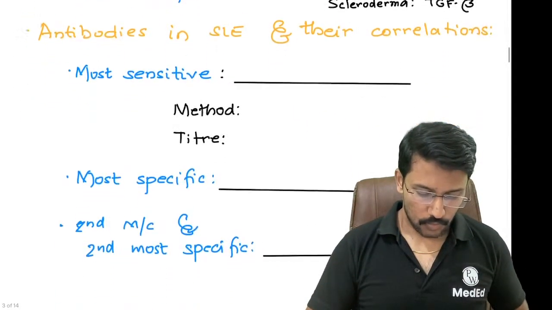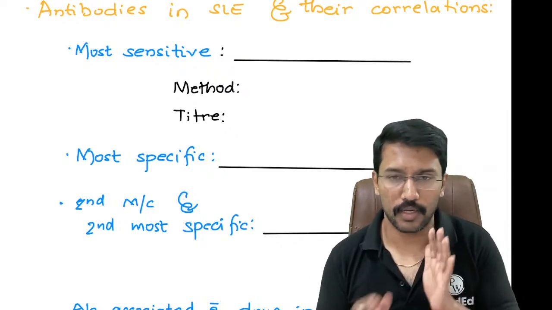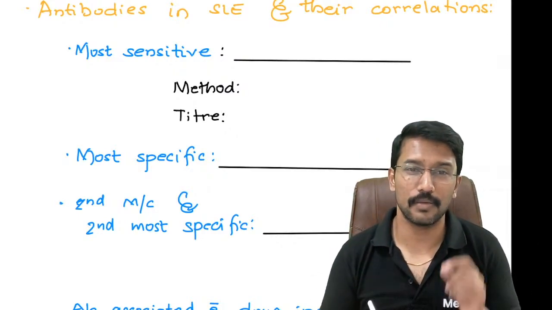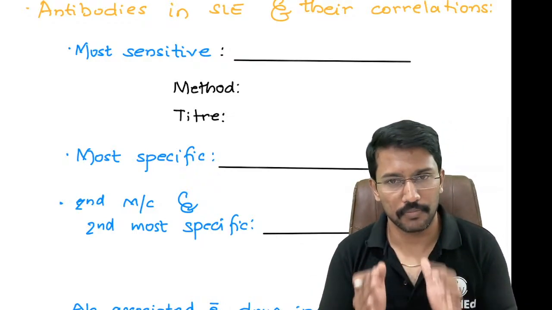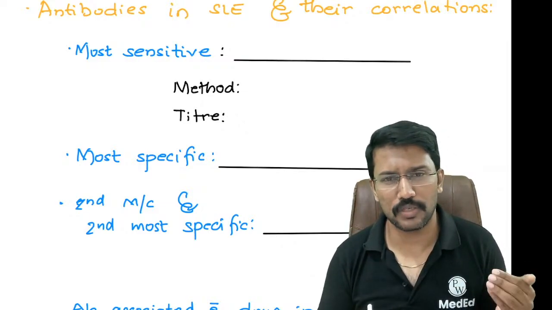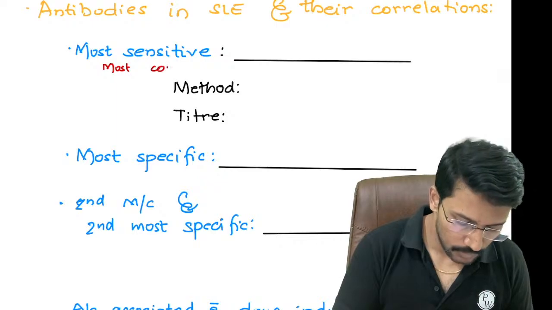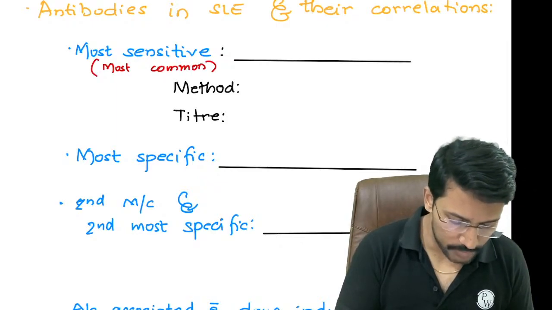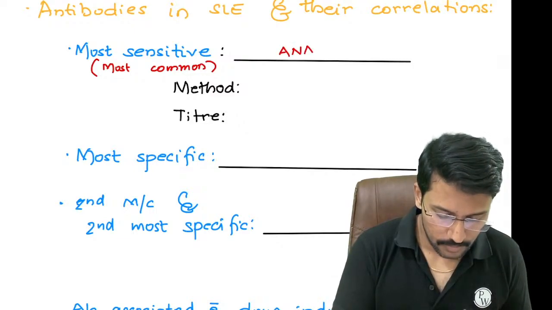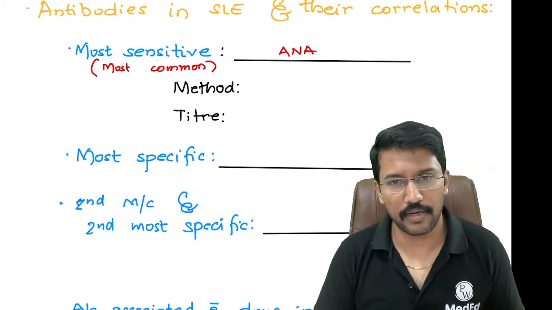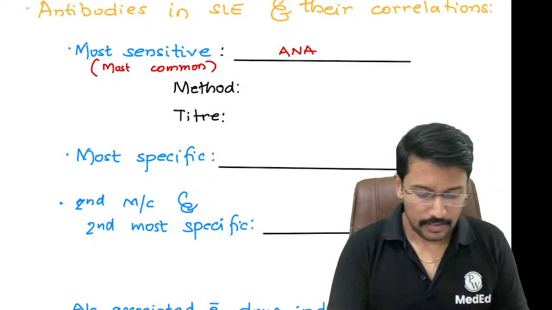Okay. So now coming to the most important part of SLE, that is the antibodies in SLE and their correlations. The first MCQ they will ask you is, what is the most sensitive antibody for the diagnosis of SLE, right? The most sensitive. When you say most sensitive, it also means we are talking about the one which is most common. Most sensitive and most common literally mean the same thing here, right? And that is going to be ANA. Right? ANA is the most sensitive antibody in a patient with SLE, and thus it is also the most common antibody.